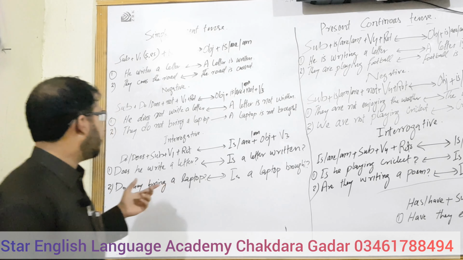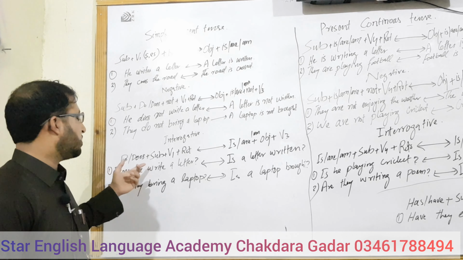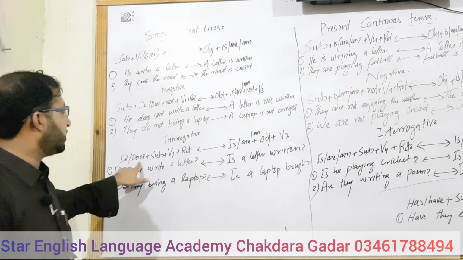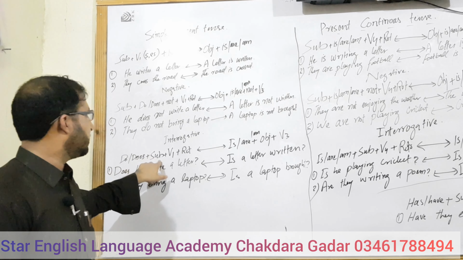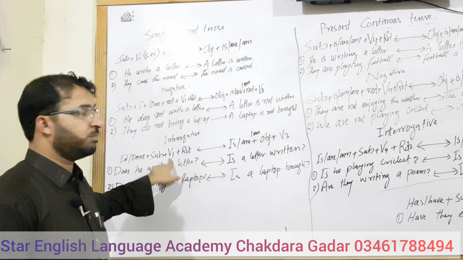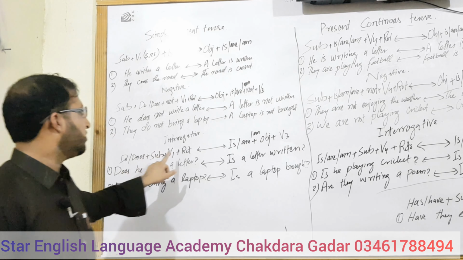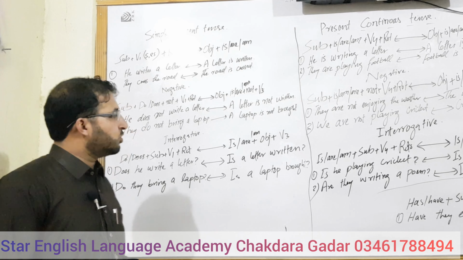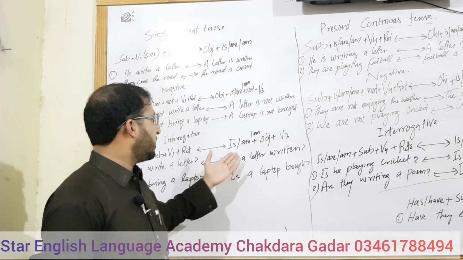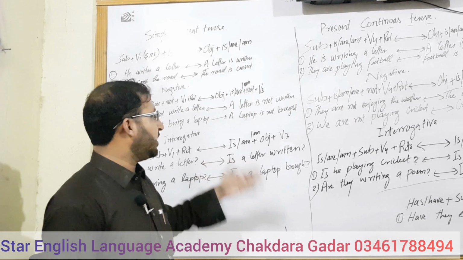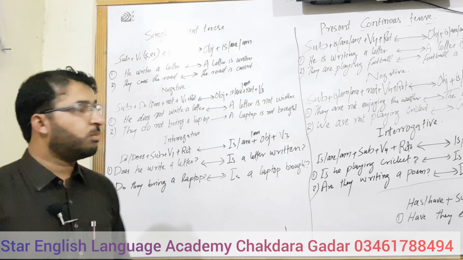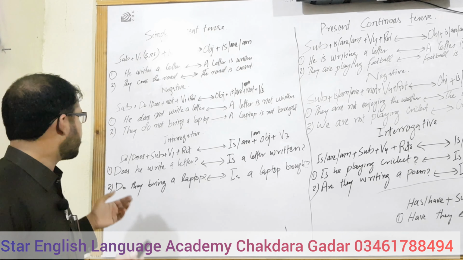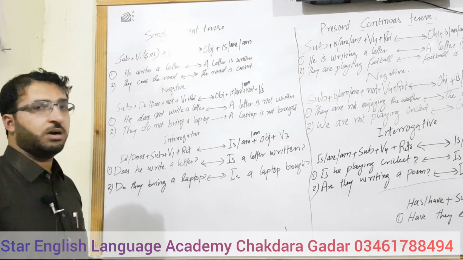Interrogative, we will make interrogative sentences like this. This is the active structure, do, does, according to the subject. Then we add subject plus first form of the verb and plus rest of the sentence. So their passive voice structure is is or am, plus object plus third form of the verb. Example is does he write a letter?